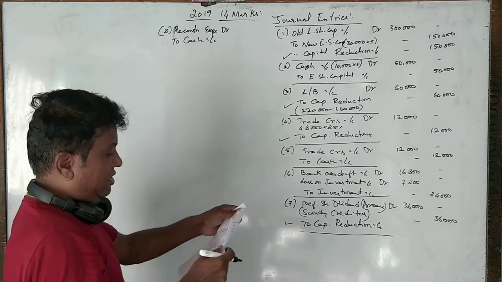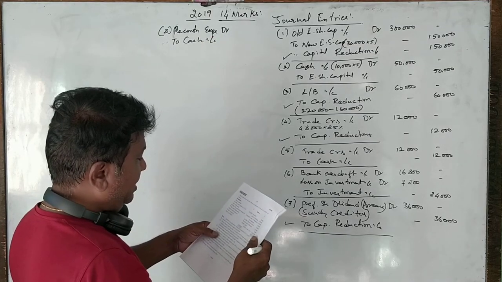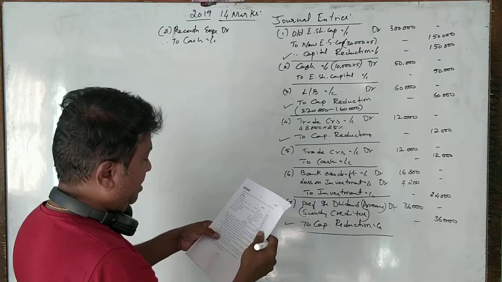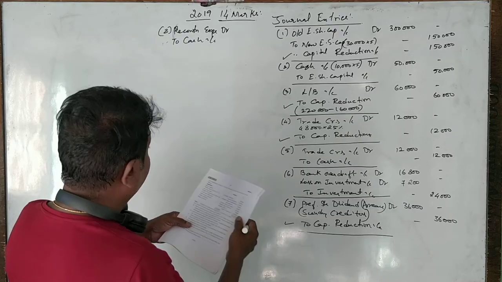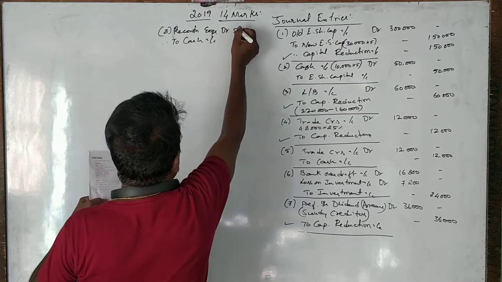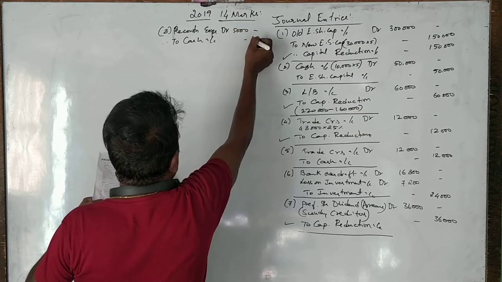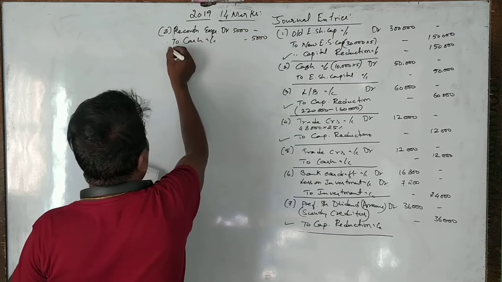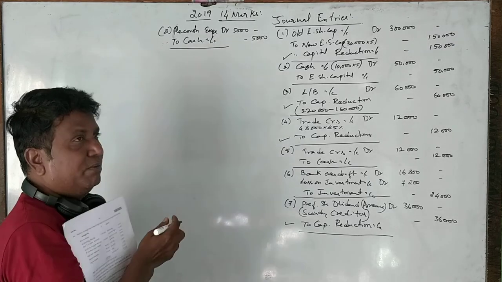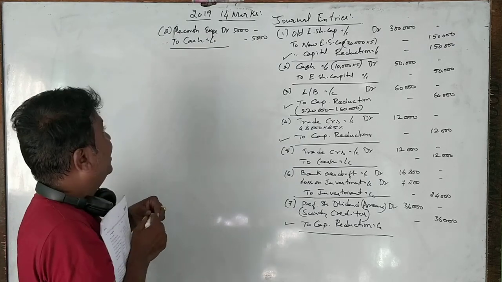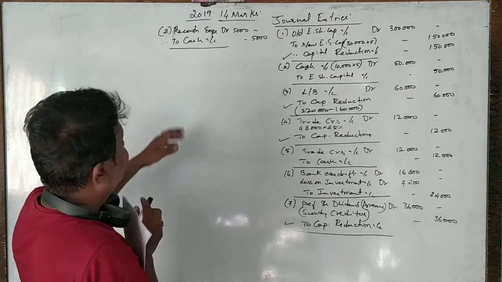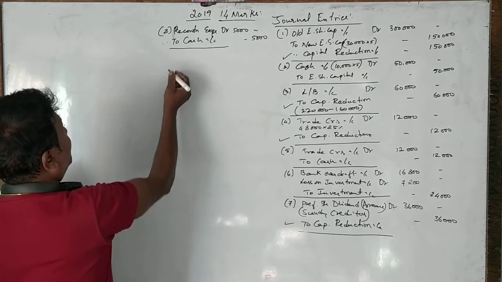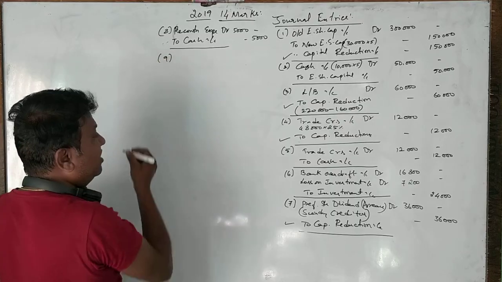See, the cost of reconstruction is given in the question, adjustment number B: the cost of reconstruction is 5,000 rupees. What is the entry you can pass? You can simply pass reconstruction expenses account debit to cash account. So this is the eighth entry. Now we are coming to the ninth and last entry.